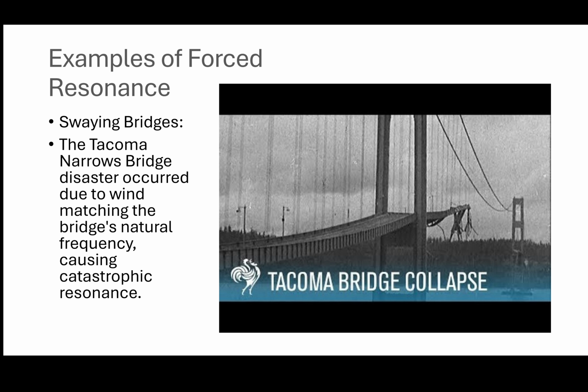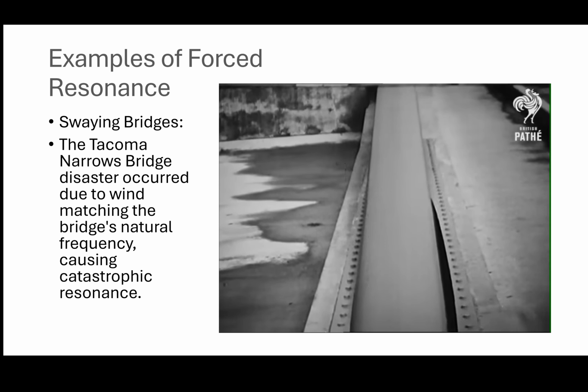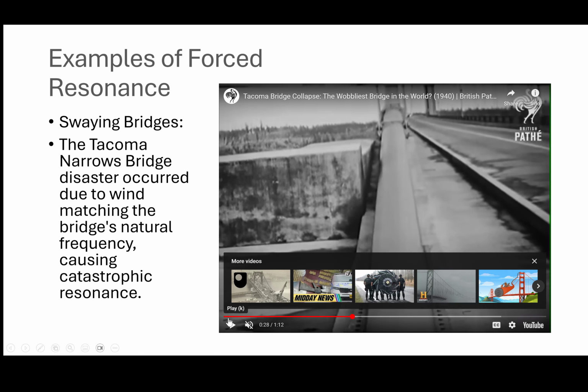What is happening is that the wind applies such force to the bridge that it actually oscillates the bridge, and then that wind now starts to match the bridge's natural frequency, causing that oscillation, and eventually the bridge would collapse, right? So it causes a catastrophic resonance for the bridge to sway side to side.